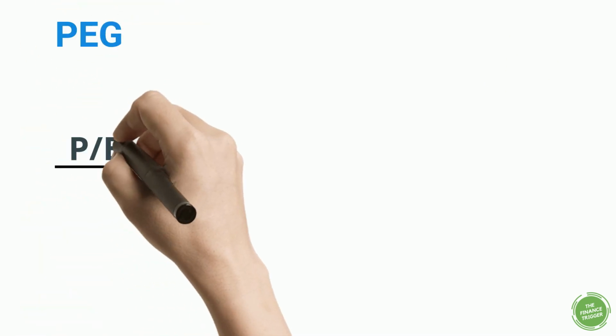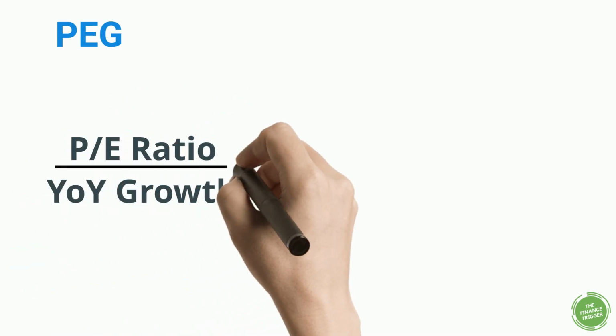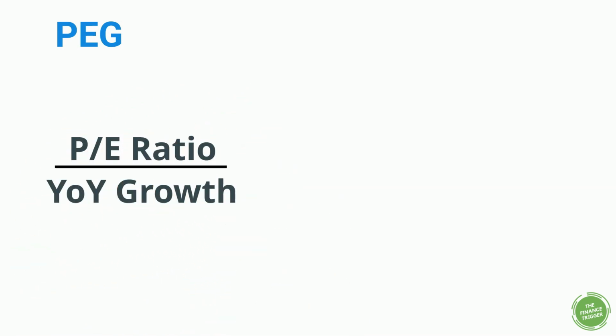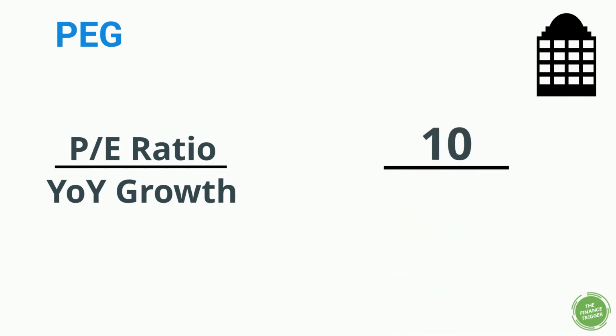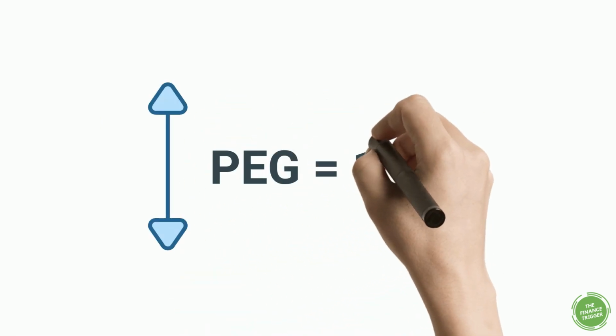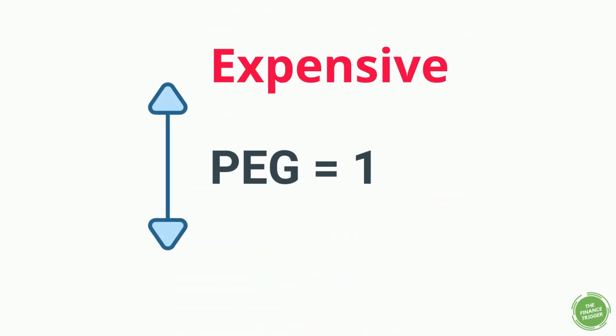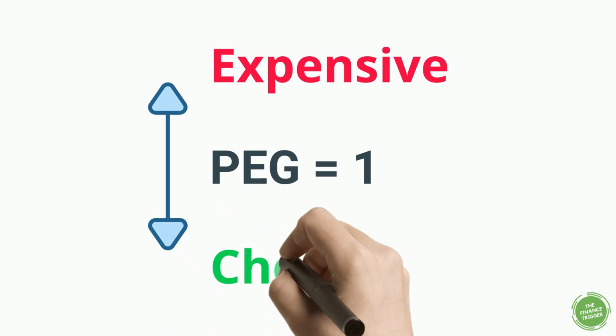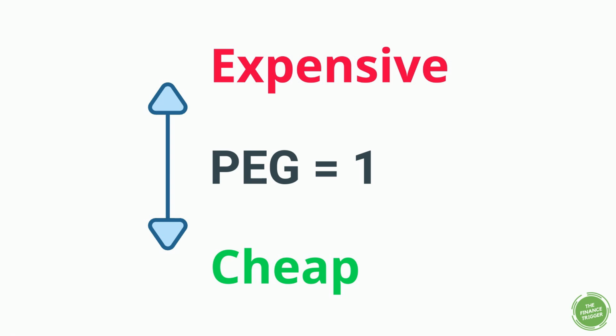Another way of evaluating the company is to compare its P/E ratio with its year-over-year growth rate, so you can see if the company is growing fast enough compared with the price per earnings. Let's see an example. Assume that this company has a P/E of 10, so it looks like it is cheap, but now let's say that its growth over the year is just 5%. Can we say that the company is really cheap? If the company has a P/G over 1, it is expensive compared with its growth, and if it is below, it is cheap compared to its growth. These are good guidelines to get an idea of the real price you are paying for a stock.